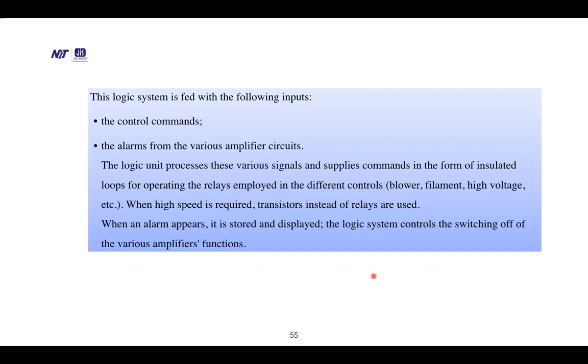The logic system is fed with the following inputs: the control commands and the alarm commands from the amplifier circuit. The logic unit processes these various signals and supplies commands in the form of insulated loops. When high speed is required, transistors instead of relays are used. When an alarm appears, the logic system should store and display it, and control the switching off of various amplifier functions.